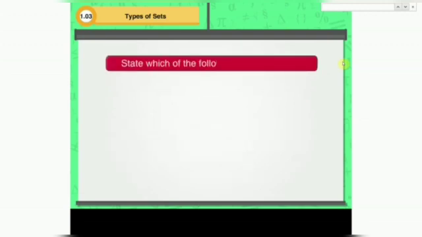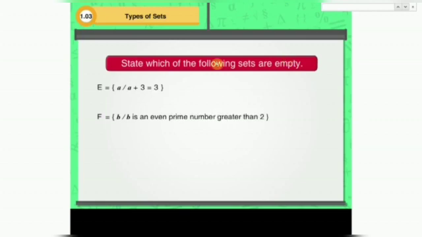State which of the following sets are empty. E is a set of all a such that a plus 3 is equal to 3. F is a set of all b such that b is an even prime number greater than 2. G is a set of months having 32 days. The answer is as follows.